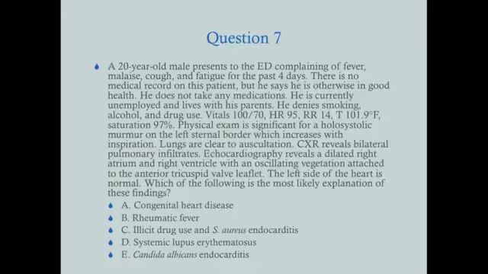Which of the following is the most likely explanation of these findings? Is it A, congenital heart disease, B, rheumatic fever, C, illicit drug use and Staph aureus endocarditis, D, systemic lupus erythematosus, or E, Candida albicans endocarditis? And the answer here is, ta-da, illicit drug use and Staph aureus endocarditis.